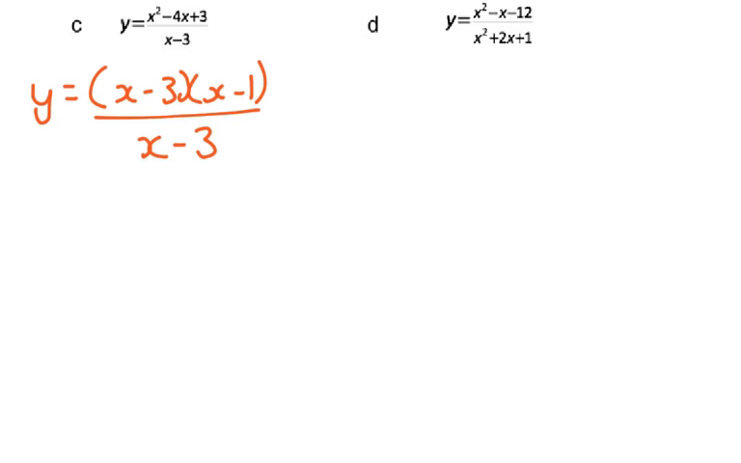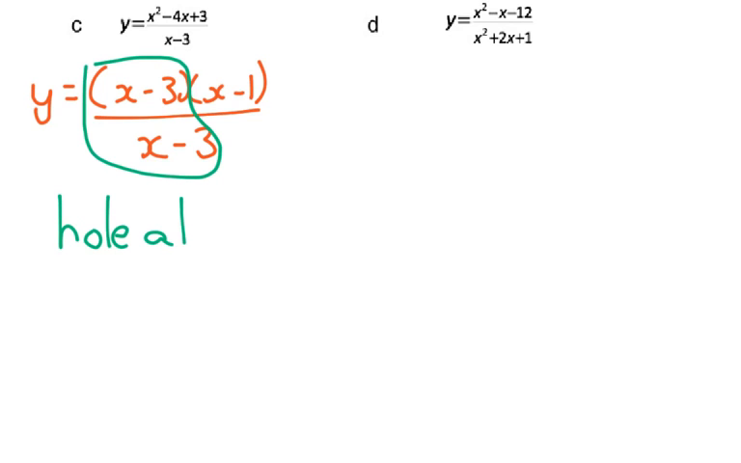Moving over to C, factor the top, factor the bottom. On top, we'll get x minus 3 and x minus 1. The bottom, we don't need to factor, it's already a degree 1 expression. We have the repeated factor, top and bottom, so that tells us we have a hole, which would happen to be at x equals 3.